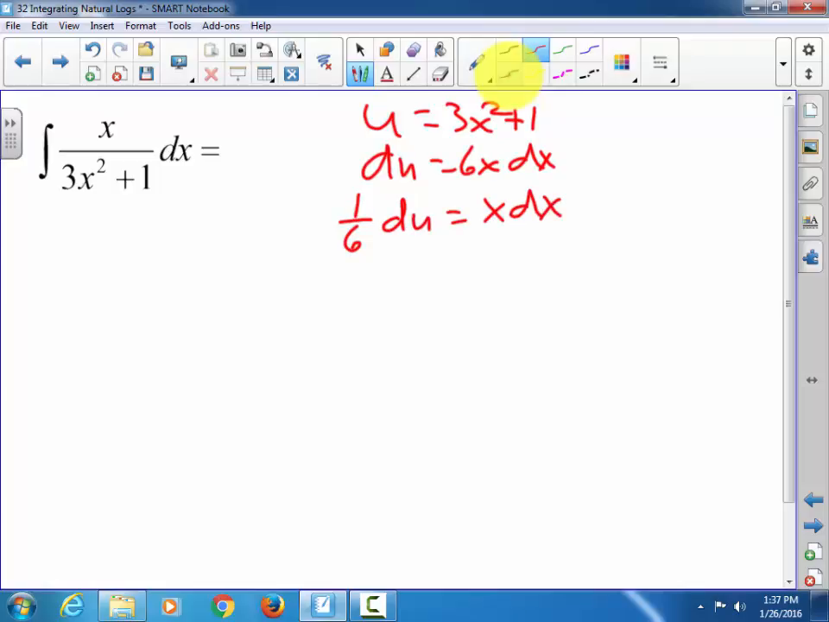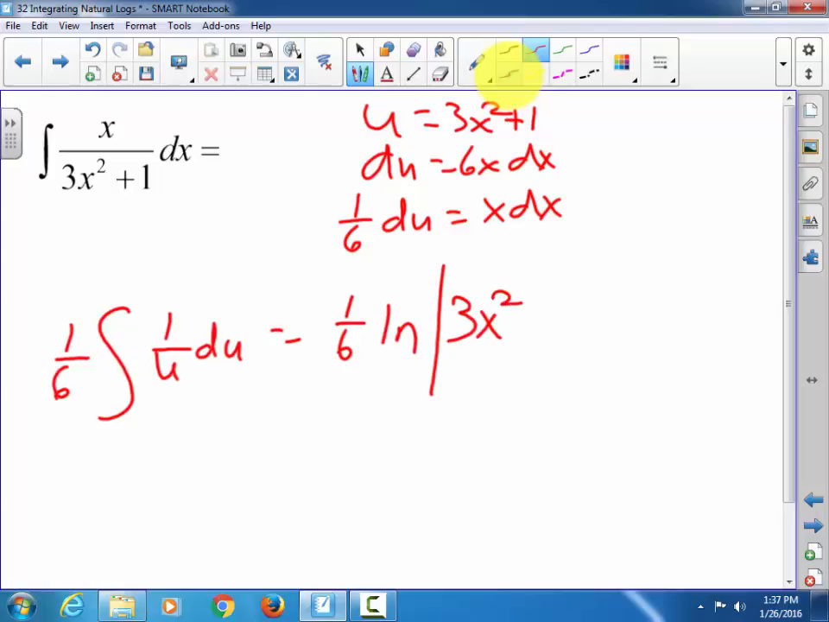Anytime you see fractions, you're hoping that the derivative is in the numerator, which is what we've got here. We've got 1/6 the integral of 1 over u du, which is 1/6 the ln, the absolute value of 3x squared plus 1, plus c. Now, very often on a problem like this, the absolute value bars would not be here, even without limits of integration. Can anybody tell me why?